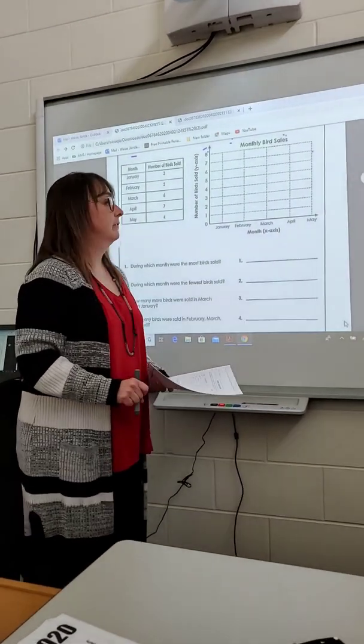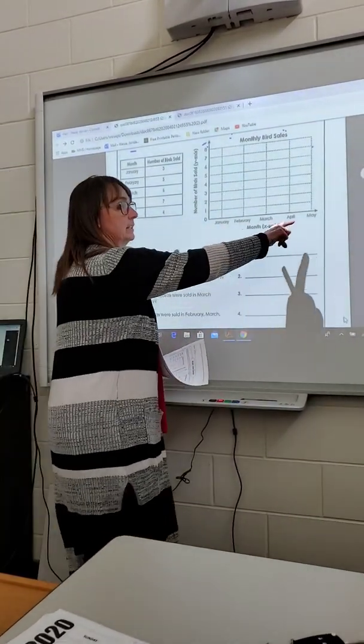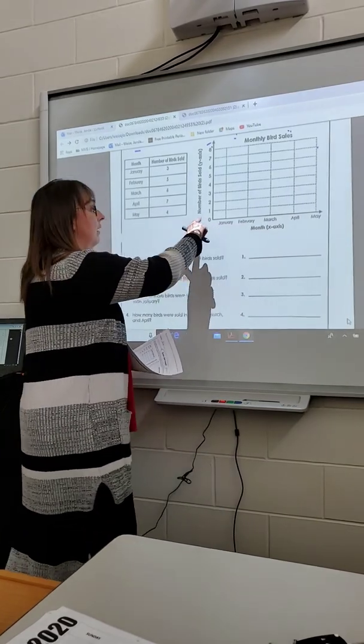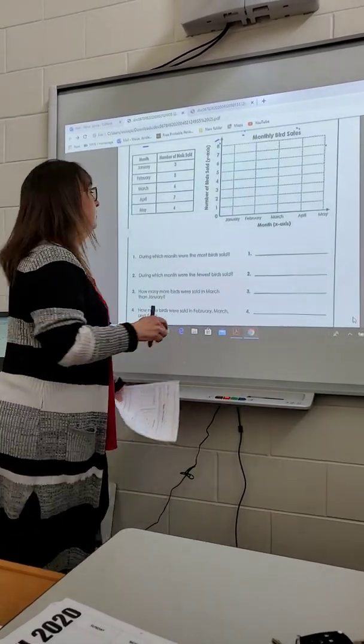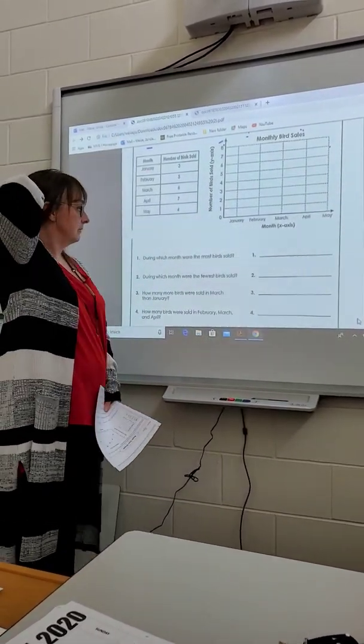Make our own line graph this time. Our x-axis is going to be the month. Our y-axis is the number of birds. And we have a chart here we're going to get our information from.